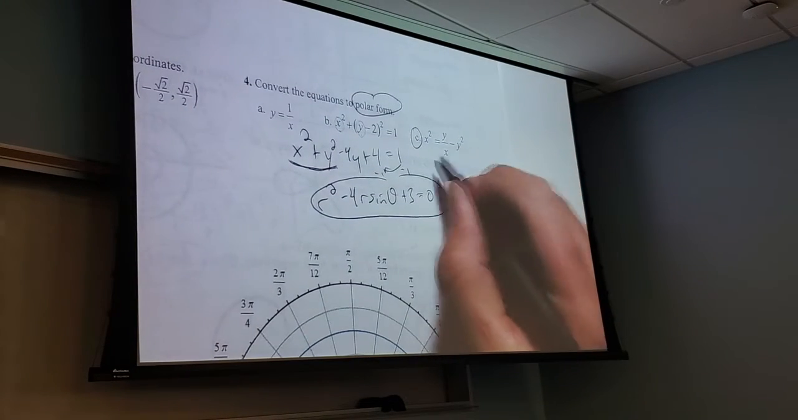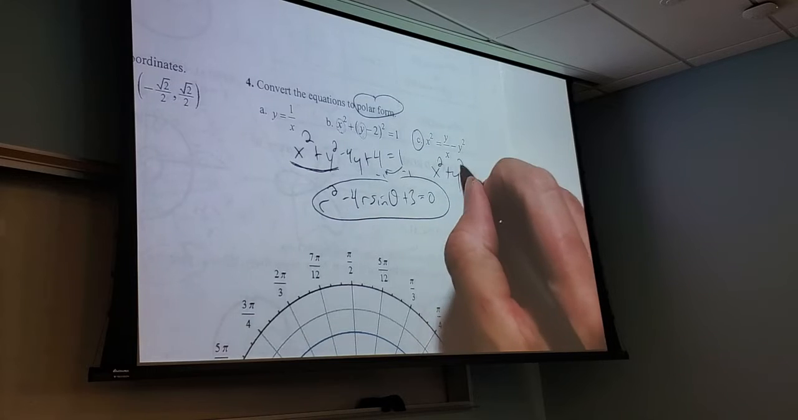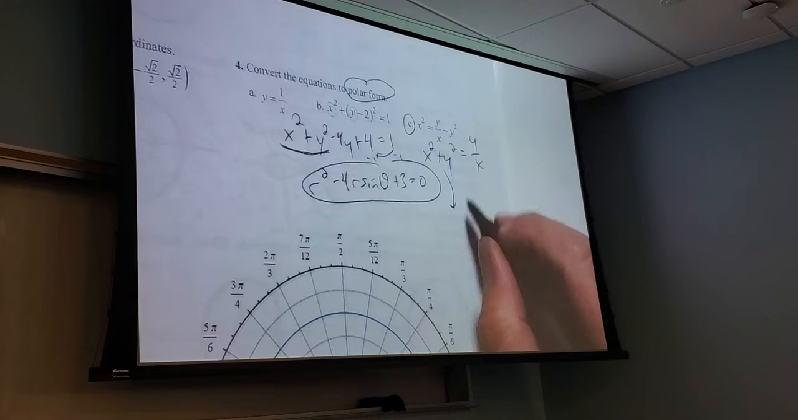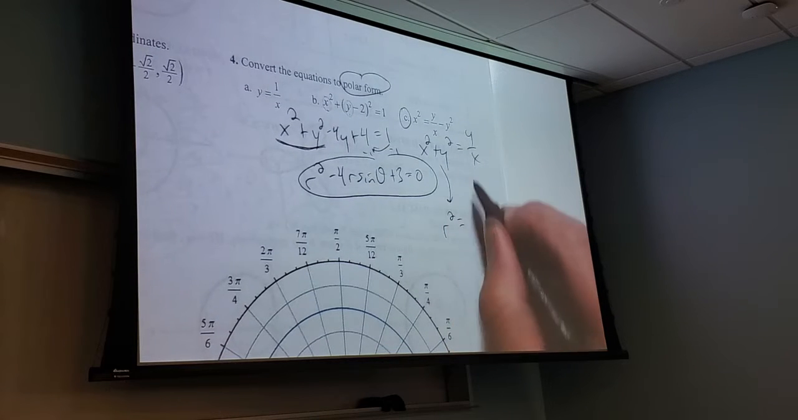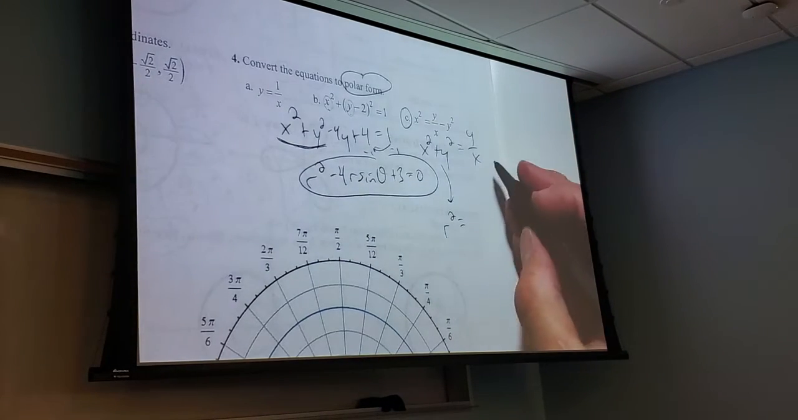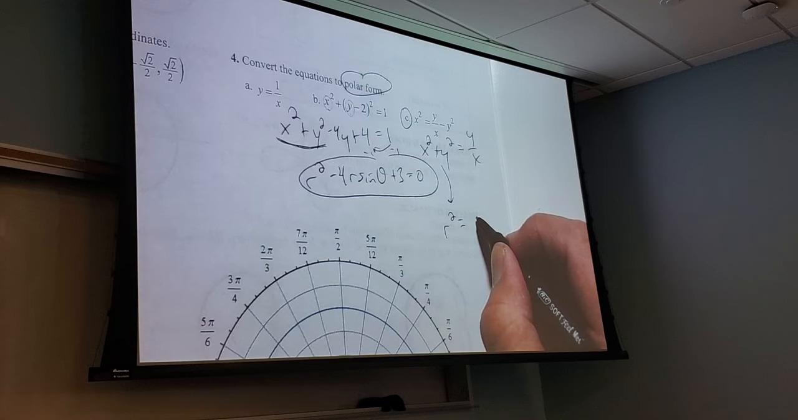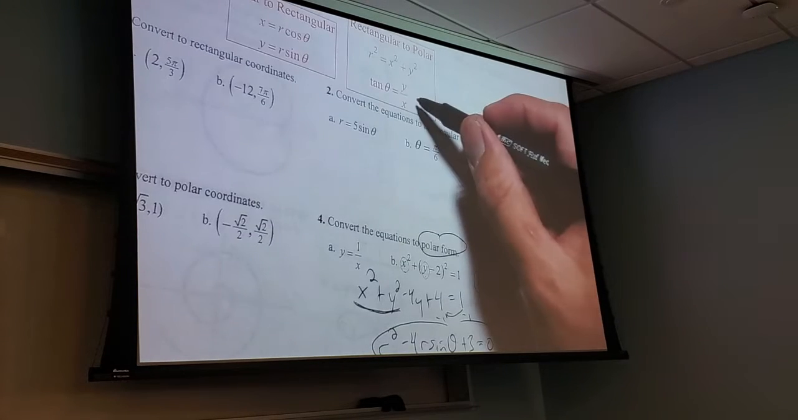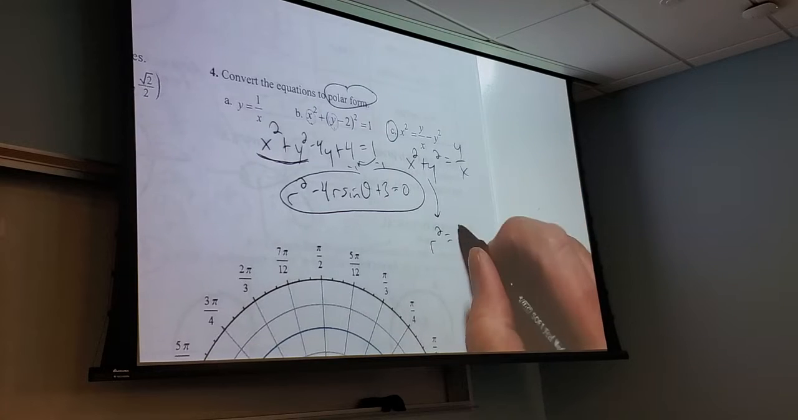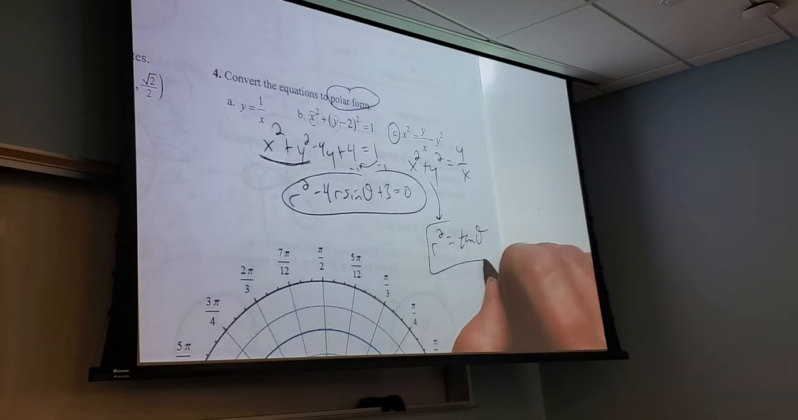Yeah, if I add y squared to both sides, well, what's x squared plus y squared? R squared. And what's y over x? Look up at the top. What's y over x? No, come on, you're better. Tangent theta. If you do that, it would eventually become tangent, right? The r's would cancel. Sine over cosine is tangent. Bam, look at that.